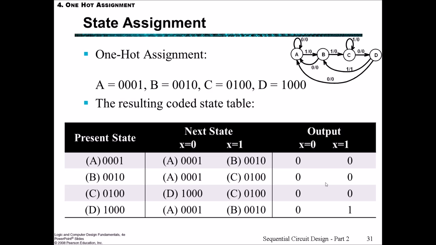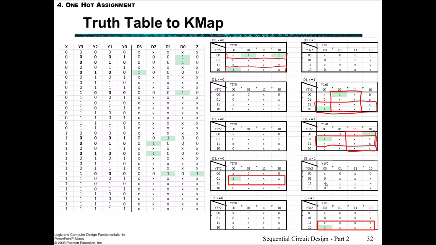All right, so let's use those new codes that we have for the different states. And the next slide can be a little bit overwhelming because you need to have the K-maps for the four flip-flops plus the output. So on the left-hand side here, I've written what the inputs are.